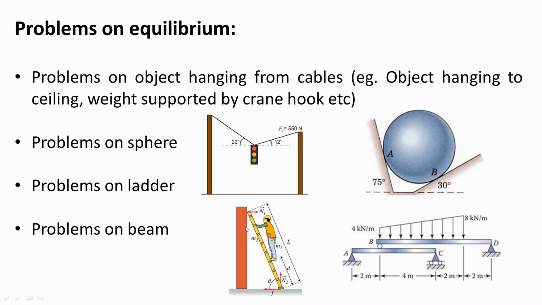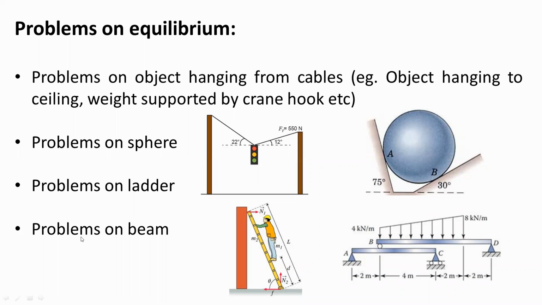Then the third category is the problems on the ladder. In the third image, you can observe one person standing on the ladder. If this ladder is in equilibrium, then two points, the support point with the wall and the support point with the ground, will offer some reactions. Also they will offer the frictional forces. By using the condition of equilibrium, we can find out those support reactions.